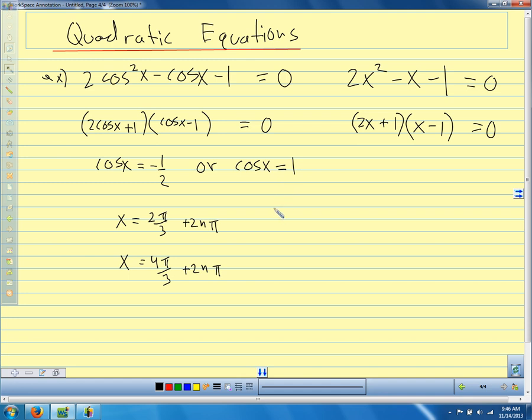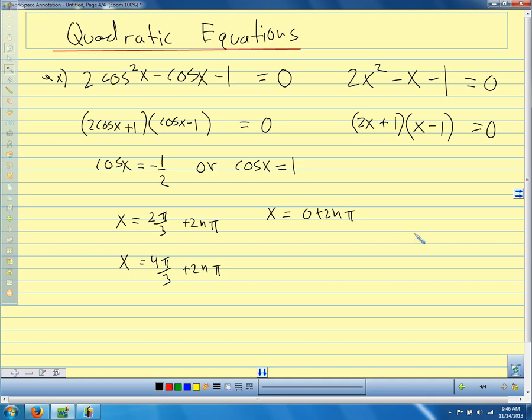And this says cosine x equals 1. So on the unit circle, when is cosine equal to 1? Zero. That would give us a negative 1. So those are our solutions. 2 pi over 3 and 4 pi over 3. Or 2n pi. And we factor this equation just like we factor this. Questions there?